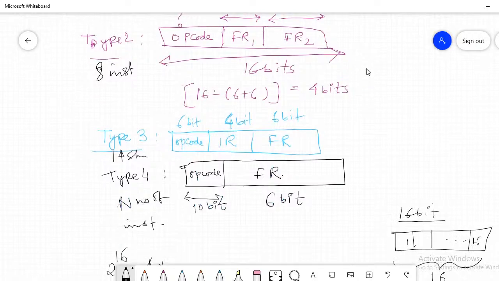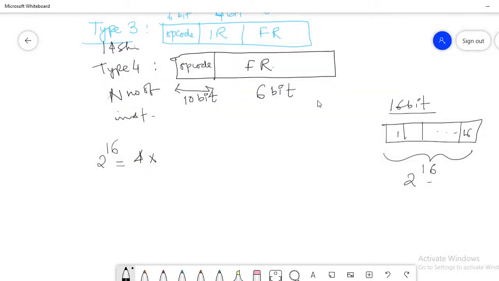Okay, so if I just calculate this, 4 instructions, for each instruction the R1 value takes 2 to the power 4, for each R1 value the R2 value is 2 to the power 4, and for each of that it will take 2 to the power 4. That is 3 instruction registers, right?